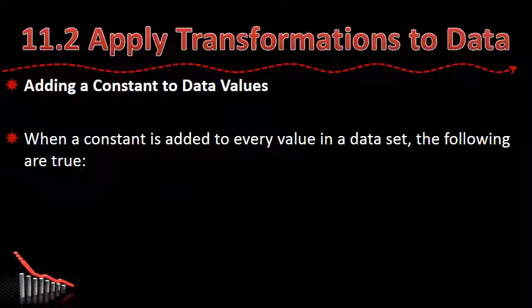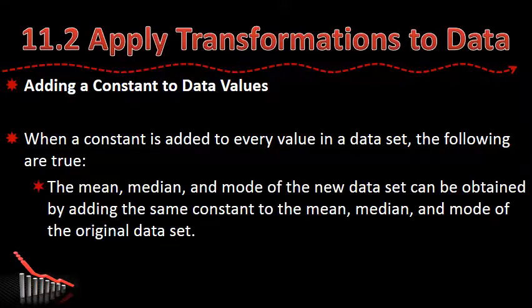Well, let's see. If we add the same thing to all the numbers, the average should be changed by the same amount as all the numbers. And if we added something to the number that's the median, it'd still be the middle number. So that number would be the median still, and the mode, if the same thing was added to all the numbers in the mode, that new number would still be there most often. So the mean, median, and mode of the new data set can be obtained by adding the same constant to the mean, median, and mode of the original data set.